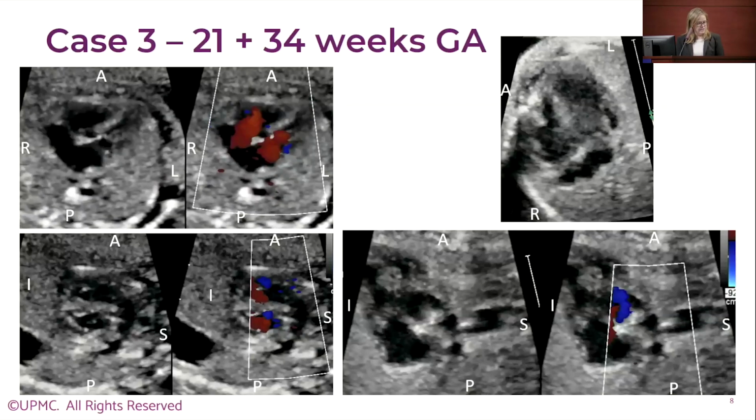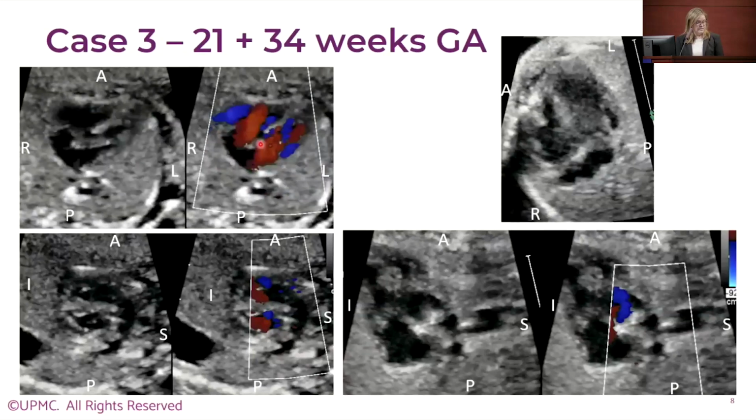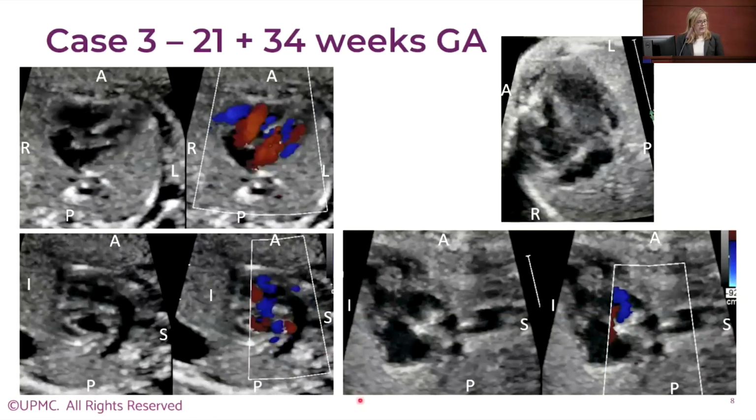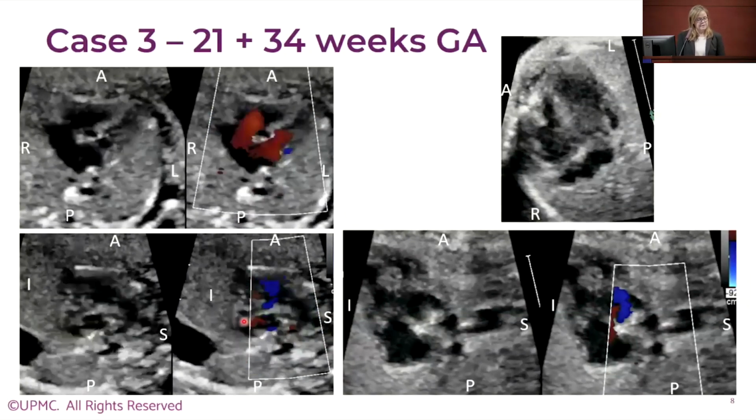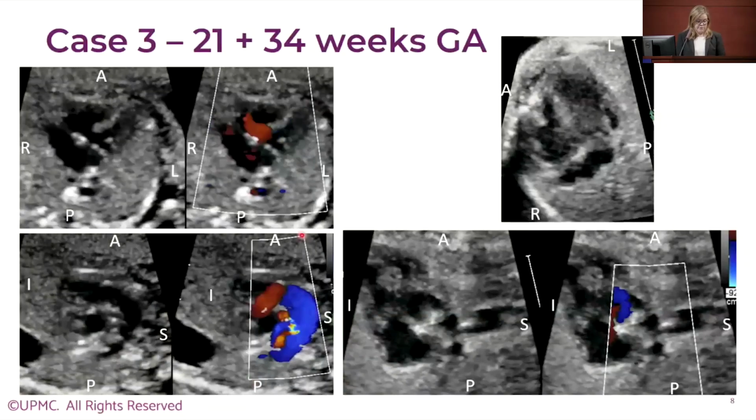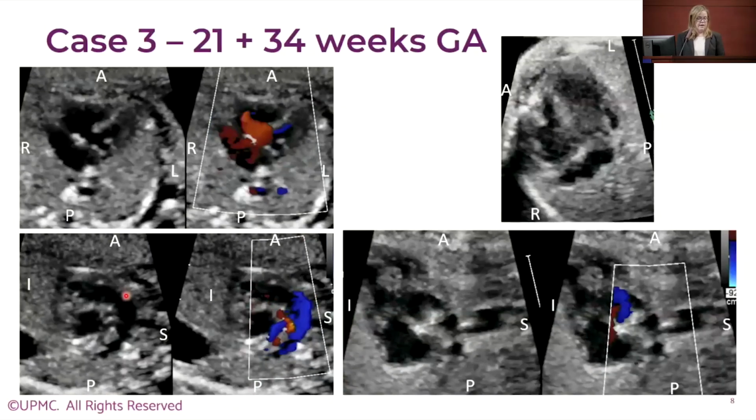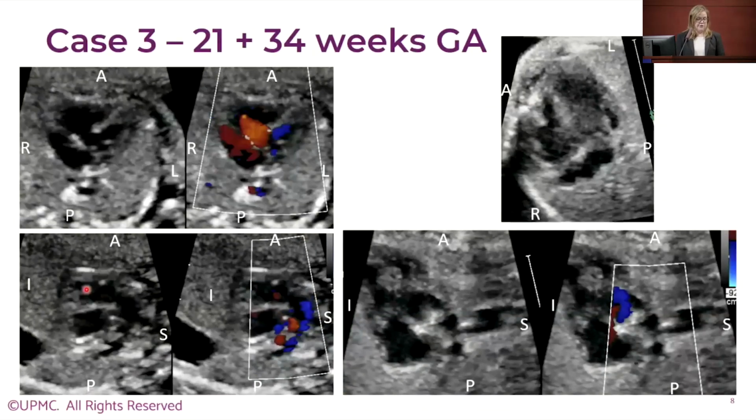In the image at the top, we can see that there is a ventricular septal defect. There's flow here between the ventricles, and it does appear to be predominantly in the inlet portion of the septum. Again, also at 21 weeks on the left, you can see that the aorta arises from the anterior right ventricle.